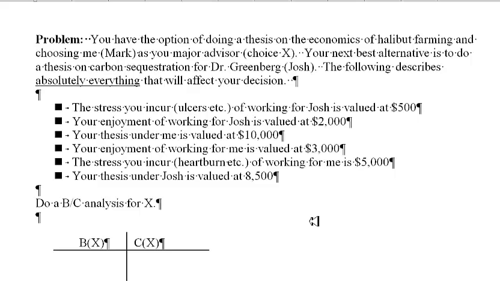The following describes absolutely everything that will affect your decision. Many times when we present problems, they're fairly simplistic to get a point across. You can think of other things, but when I give you a problem, only the things in the problem are going to affect the solution. So here's some parameters. The stress you incur of working for Josh is valued at $500. So if you work for Josh, you will have damages of about $500 because of stress. We can talk later about how you come up with these numbers.